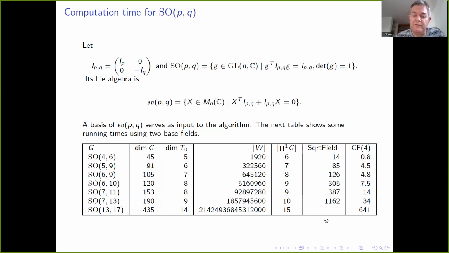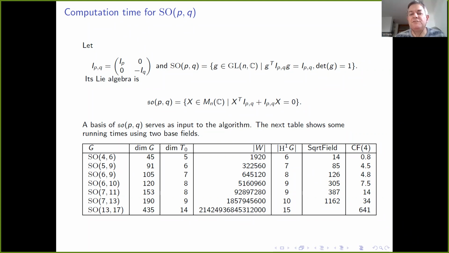Also, you see that the size of the Weyl group almost plays no role. And that's because we use the Weyl group as a permutation group, and GAP is very good in permutation groups. So we have permutations, and also for the W0, the subgroup, we have permutations. Then we need to compute that, but it's not such a problem.